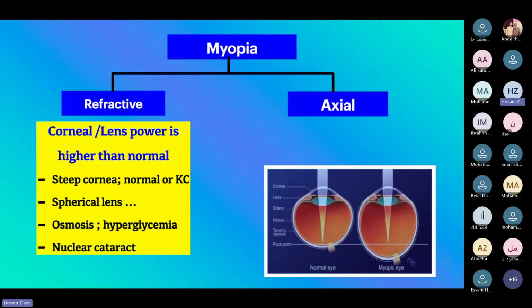But to differentiate between the refractive myopia and the axial myopia: the axial length in axial myopia is longer than 24, and the axial length in refractive myopia is within normal, which is 23 to 24 millimeters.